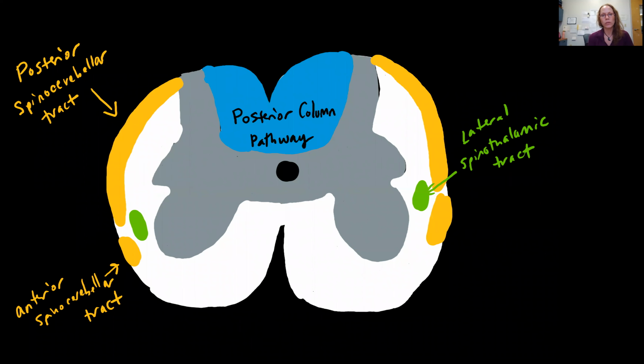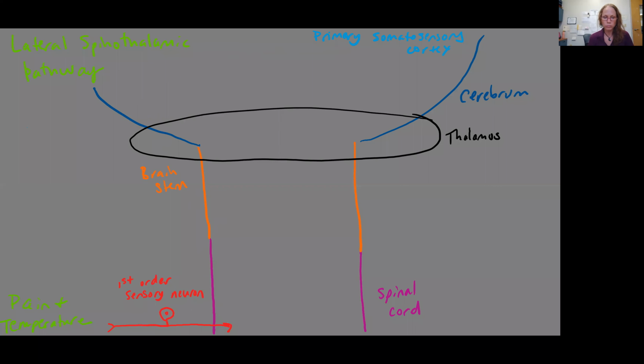Okay, the next one for us to look at is what's called the lateral spinothalamic tract. So here it is named because the tract is positioned in the lateral white column, and also spinothalamic tells us that it comes into the spinal cord and it relays through the thalamus, so then that means it's processed at the primary somatosensory cortex.